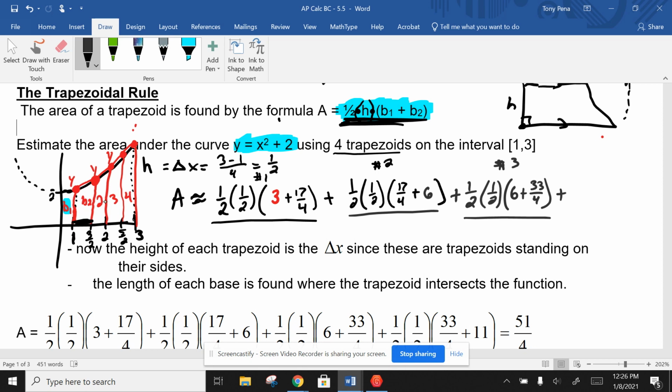All right, and then last but not least, the 1/2 that's part of the formula, 1/2 that's our height. The base of trapezoid number 4, the first one, would be the base that we just found here for trapezoid number 3. That is our 33/4. And then finally, the last base for trapezoid number 4 would be at 3. When we hit the curve up here, plug that in, we should get an 11.